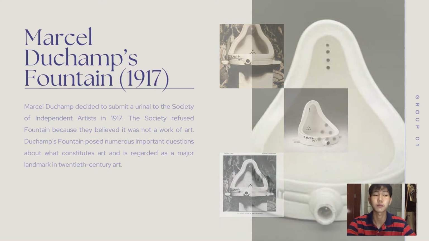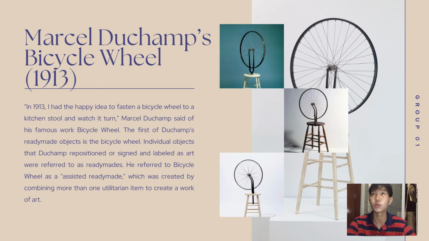20th century art. The second one is the Bicycle Wheel, also by the creator of the Fountain, Marcel Duchamp, in 1913. So these artworks of Marcel Duchamp were referred to as ready-mades. And this bicycle wheel is his first ready-made object, which was created by combining more than one utilitarian item to create a work of art. And he referred to this bicycle wheel of his as an assisted ready-made.